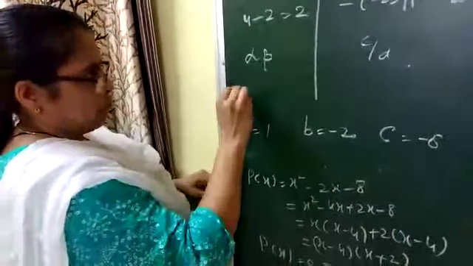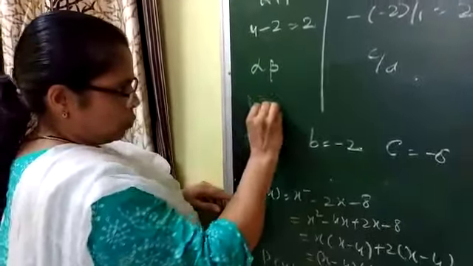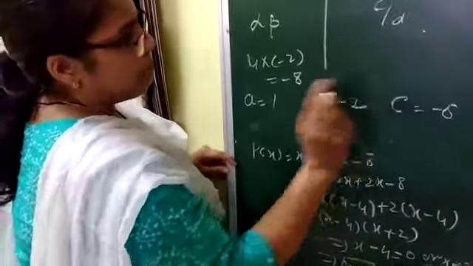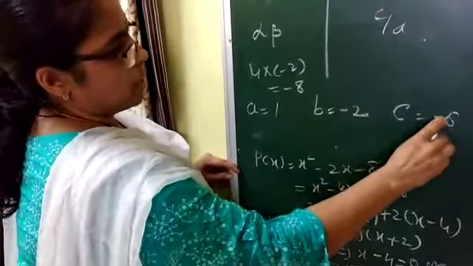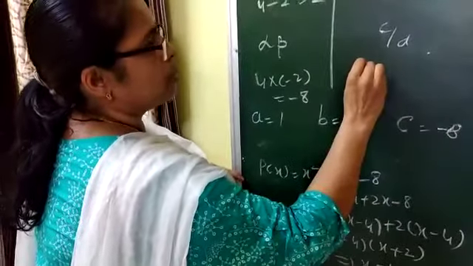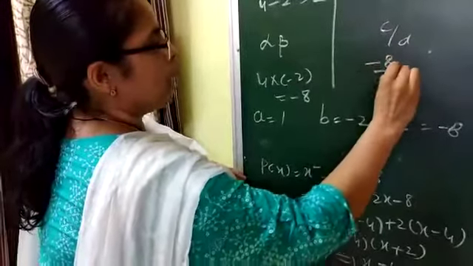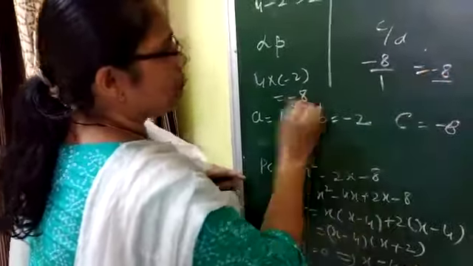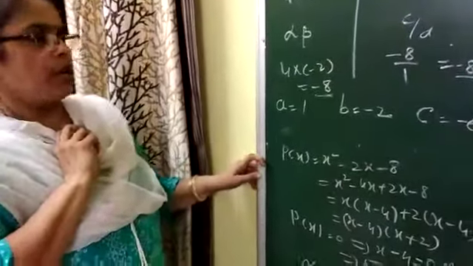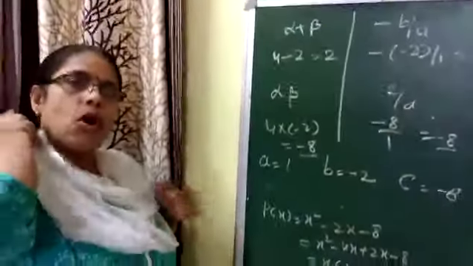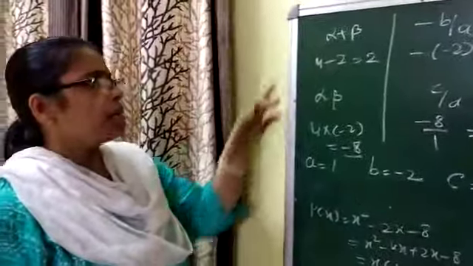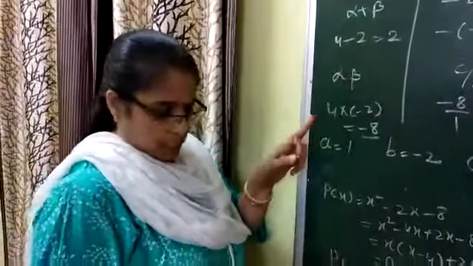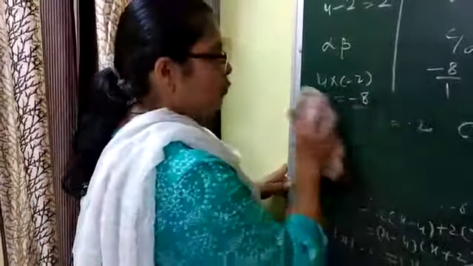Again product. Product is 4 into minus 2, that is minus 8. Now c by a. What is c? C is minus 8. C by a means minus 8 upon 1, that is minus 8. Again both are coming same. In this way, we can find the zeros of any quadratic polynomial and verify the relationship between the zeros and their coefficient. This is the first topic of today's class.